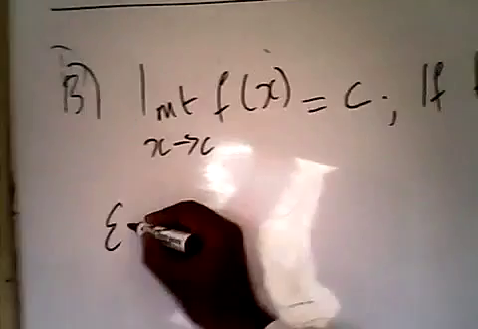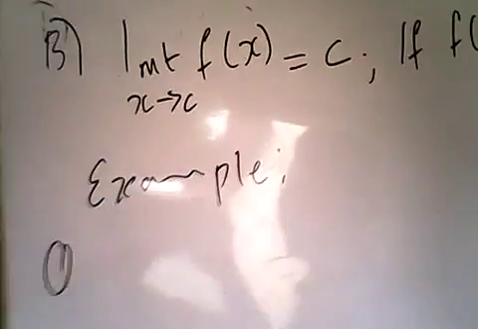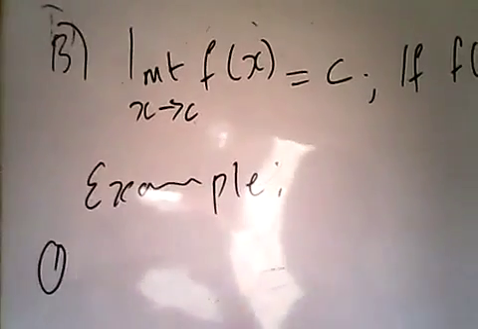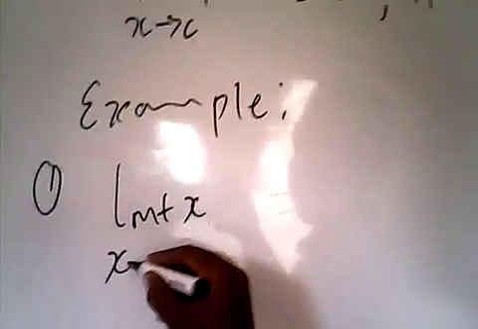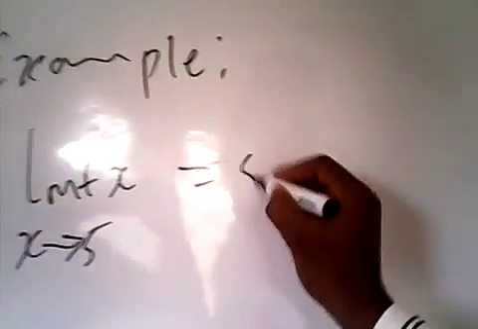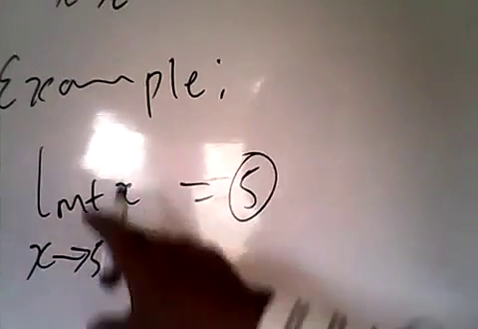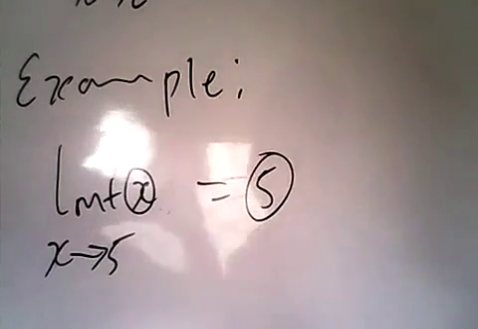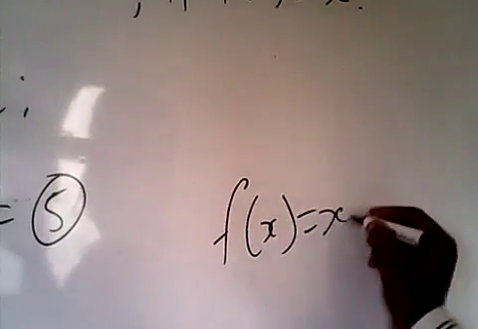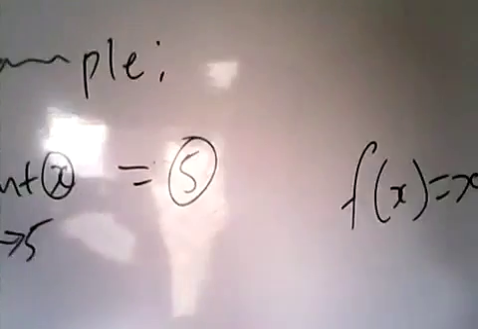Now, take an example under that. Let's take one example or two. If we have limit of x as x tends to 5 will be equal to 5 because it is limit of x. So whatever this tends to, that will be the limit of the function because the function of x here is equal to x. The function of x is equal to x. So the limit of function of x as x tends to 5 will always be 5.